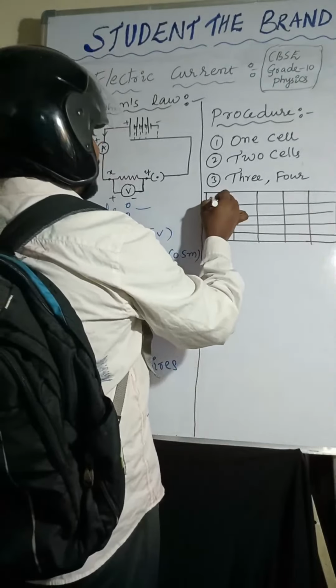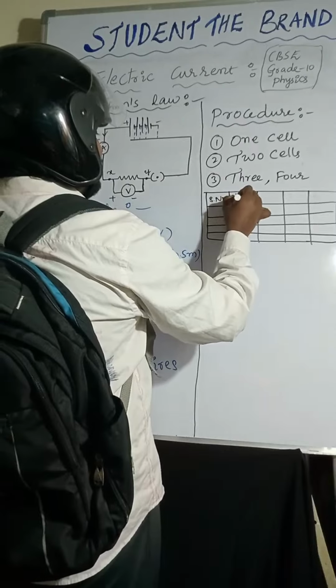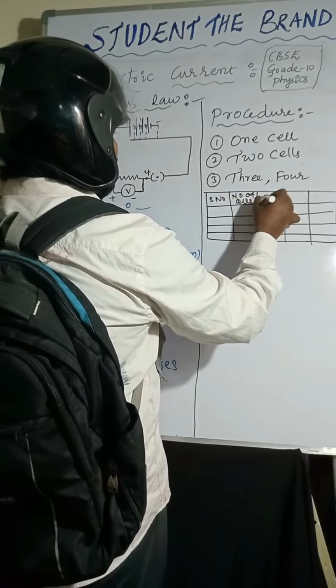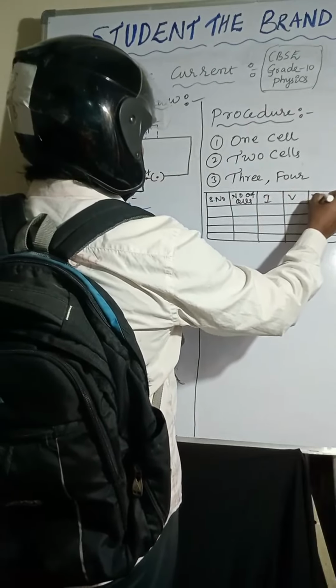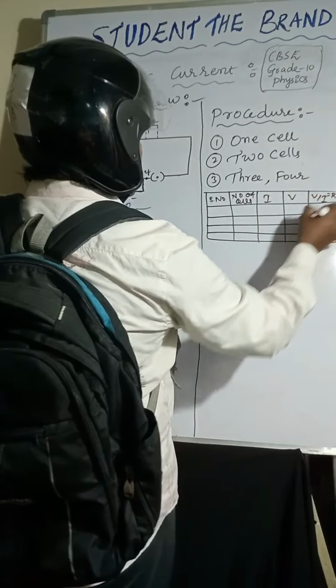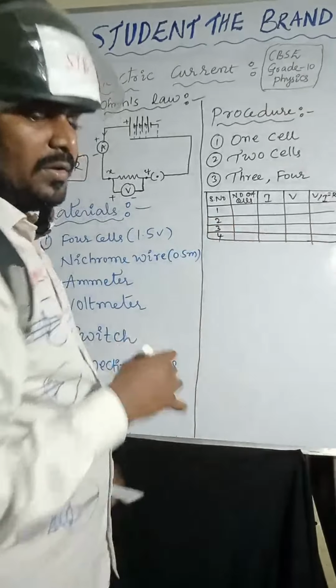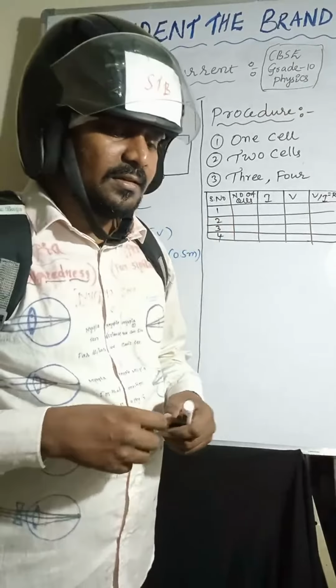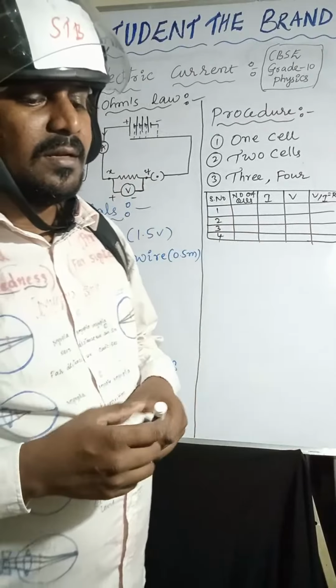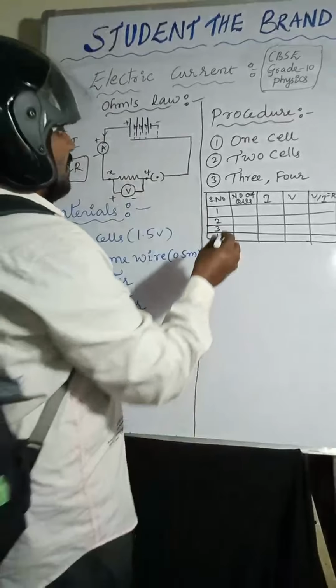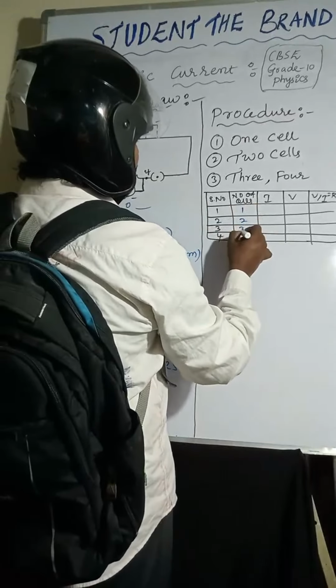So the table has the serial number, number of cells, current, voltage, and V by I equal to R. The number of cells is 1, 2, 3, 4.